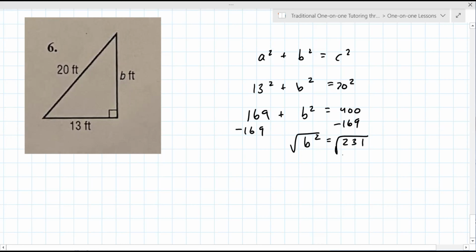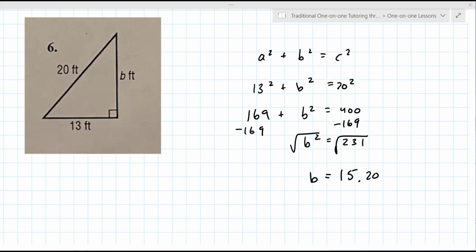What did you get for your b? 15.19. So that does round to 15.20. Just be careful with that if your instructor is difficult about that kind of stuff. Okay, we can do 7, 8, and 9. We can move on to the other side. I don't know how long it'll take.